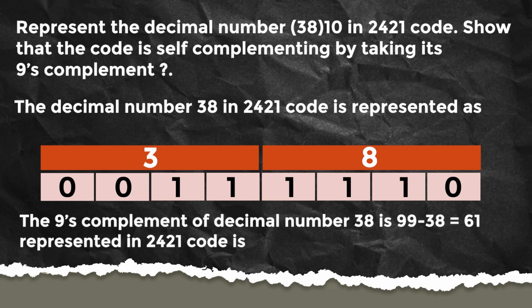We know that the nines complement of a decimal number is taken as you subtract the number from the decimal number 99, and therefore the nines complement of 38 is 99 minus 38, that is equal to 61. Now we will represent the decimal number 61 again in 2421 code.